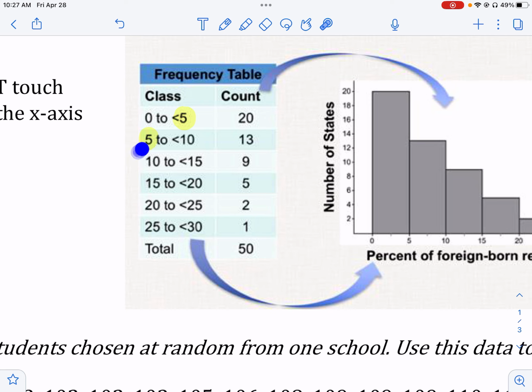So notice 5 is kind of on both sides of it, and we make it very obvious with the less than sign that if it's actually 5, it's going to fall into this category. Same thing with 10, it's going to fall into the next one, 15, 20, 25, and 30. And so we're really showing that for each specific number, there's no possible way it could fall into two different classes, and also that our classes are continuous. As soon as a number ends in this one, it must fall into this one.